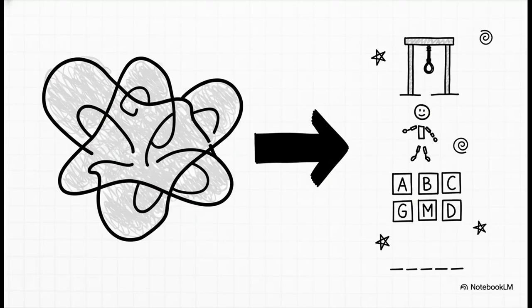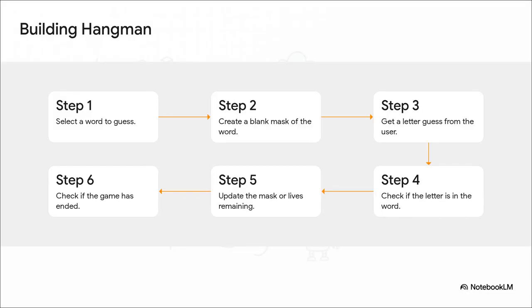To see how this works, let's use a simple, familiar example. Building the game of Hangman. At first, the task, build Hangman, sounds like one big thing. But if we use decomposition, we start to see it's really just a collection of a bunch of smaller jobs. See? This completely changes how you look at the problem. Each one of these steps becomes its own little mini problem to solve. You can focus entirely on perfecting the get a letter guess part without worrying about the check if the game has ended logic. You just solve these smaller problems one by one, and before you know it, the whole thing comes together.